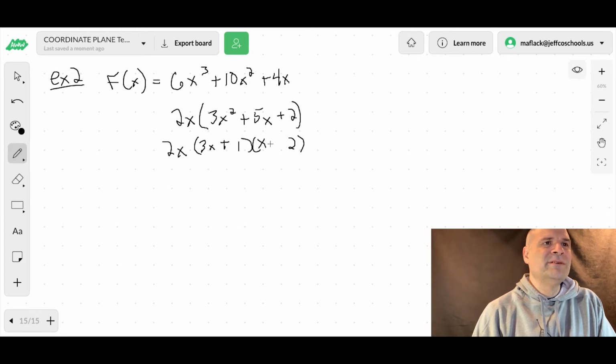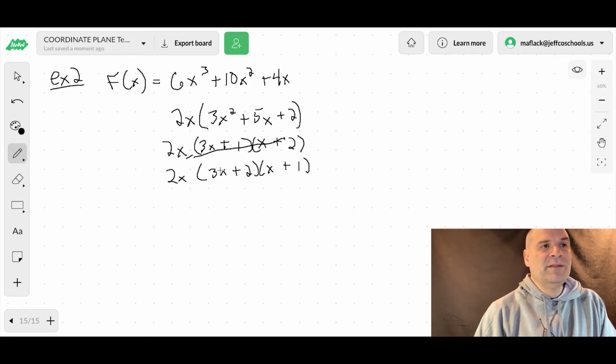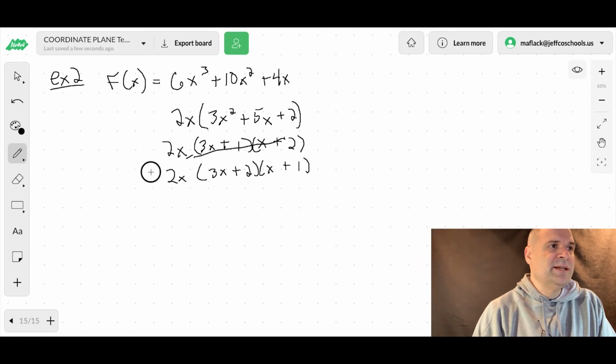Everything's positive, so everything stays positive in its factors. 3x times x is 3x squared. We already knew that. Then we get a 6x and x. So 6x and x equals 7x, not 5x. So that doesn't work. So let's try that again. Now we're going to reverse it. 2 and 1. Now when we FOIL it out, 3x squared, and then we get 3x plus 2x, which is 5x. So that works.